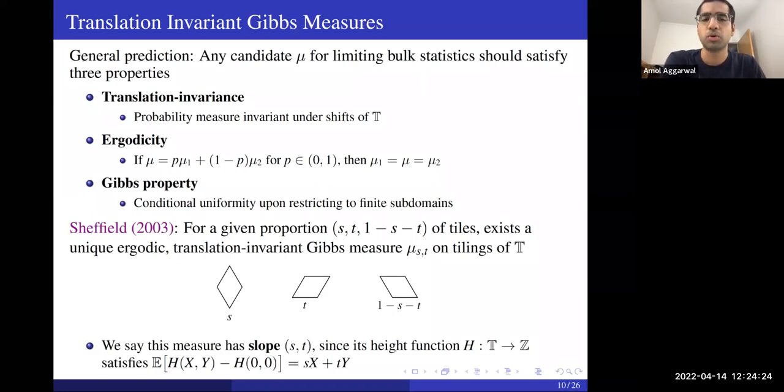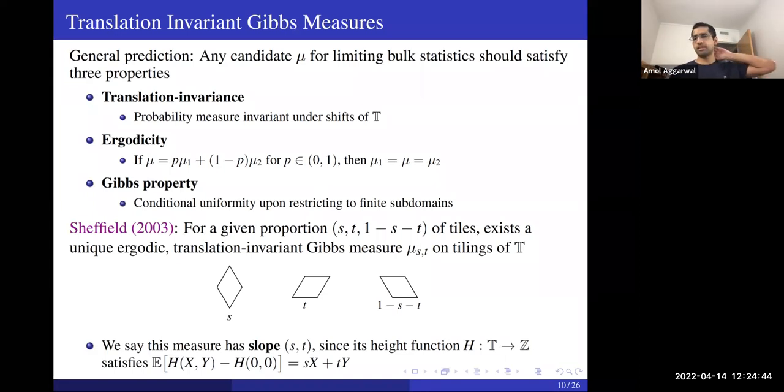And the third is a Gibbs property, which tells me that if I condition on every part of my lattice other than some finite piece of it, then the conditional law of the tiling on that piece is just a uniform random tiling. So these are three properties.